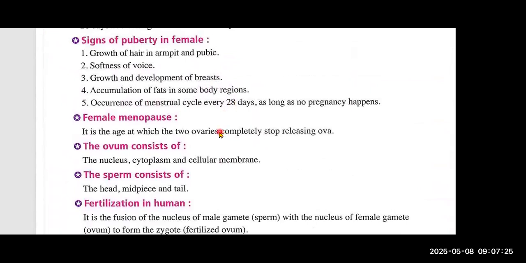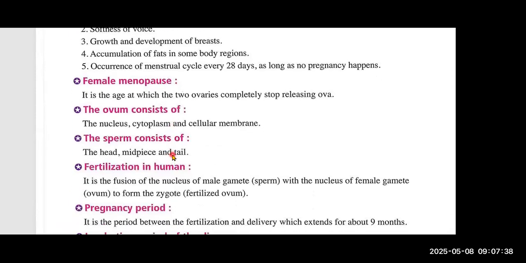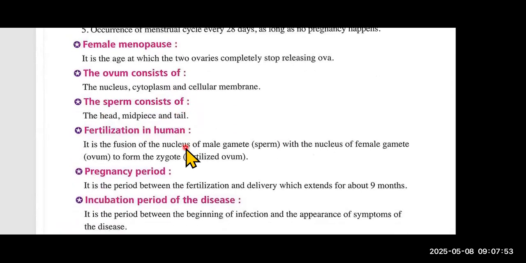When the age reaches 45 to 55, menopause happens. Female menopause is the age at which the two ovaries completely stop releasing ova. The ovum consists of nucleus, cytoplasm, and cellular membrane. The sperm consists of a head piece containing 23 chromosomes, and a midpiece with mitochondria for energy. They are responsible for motion.